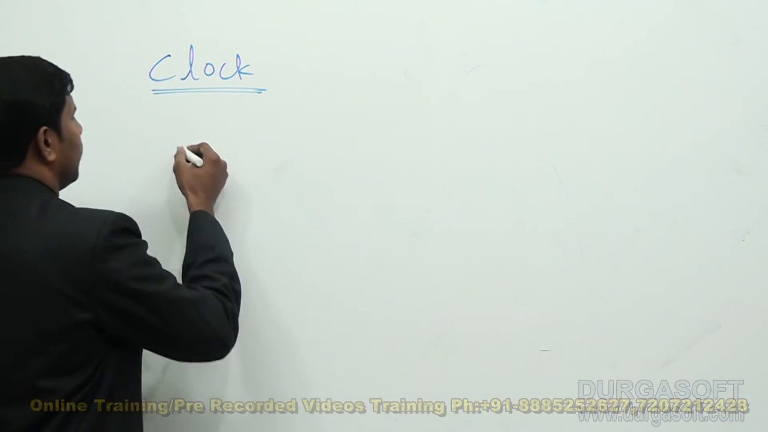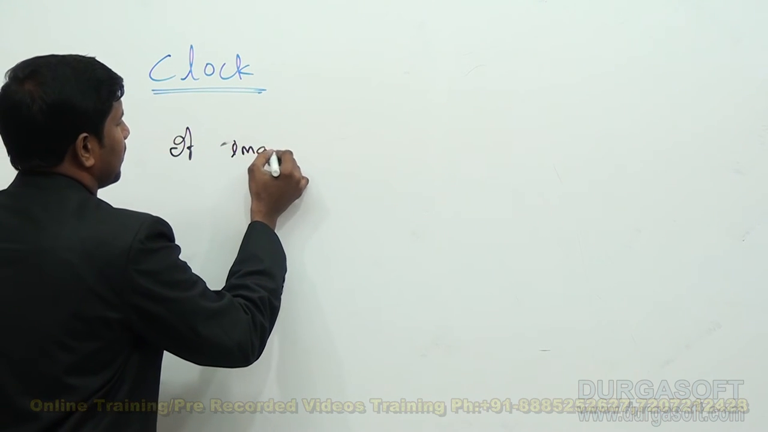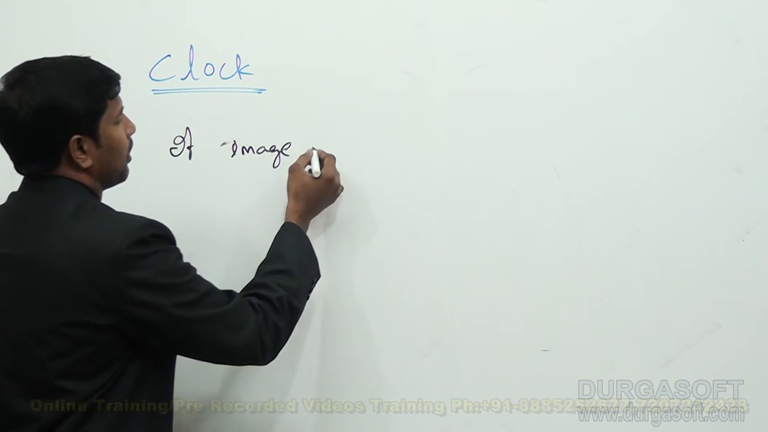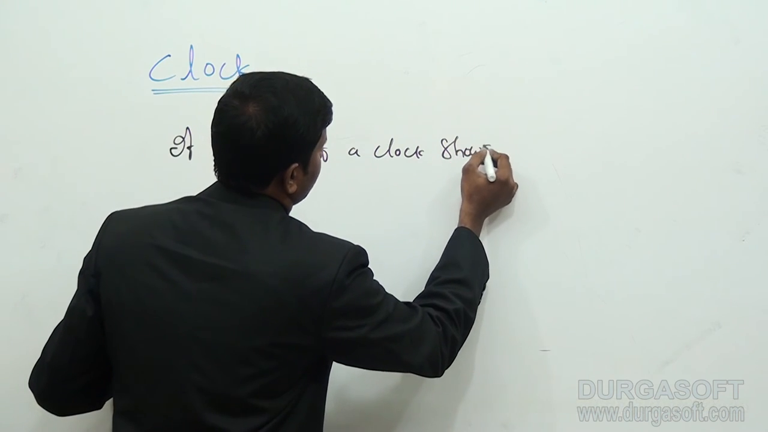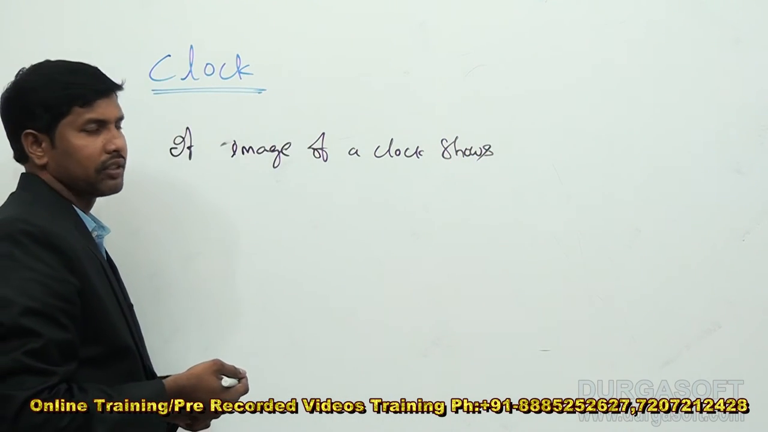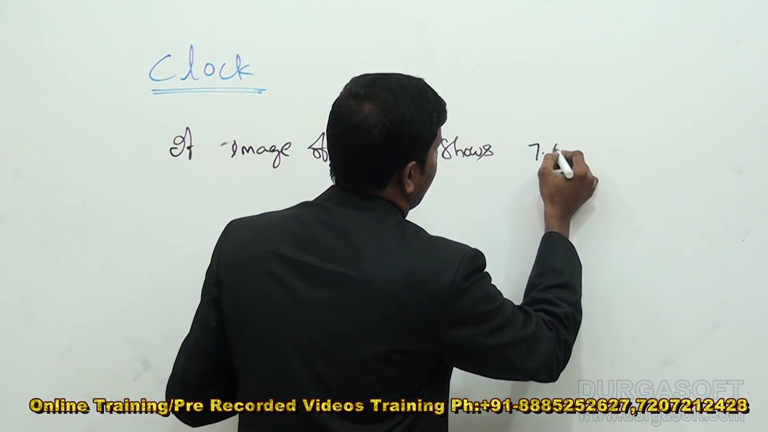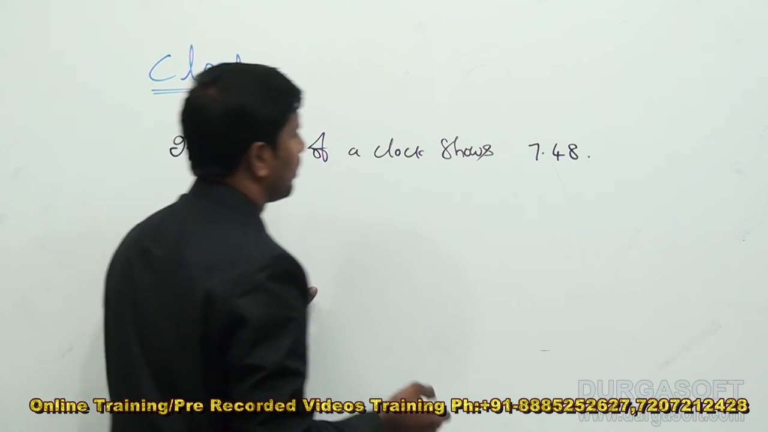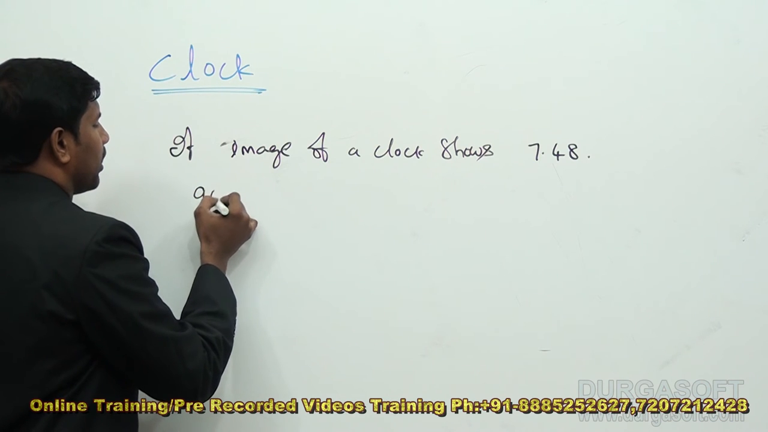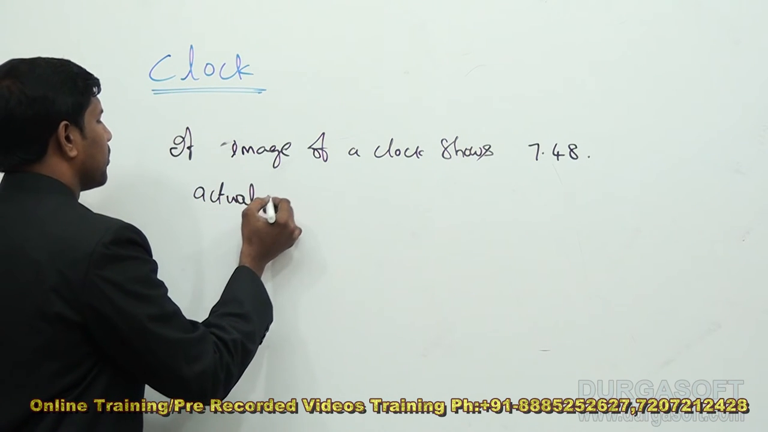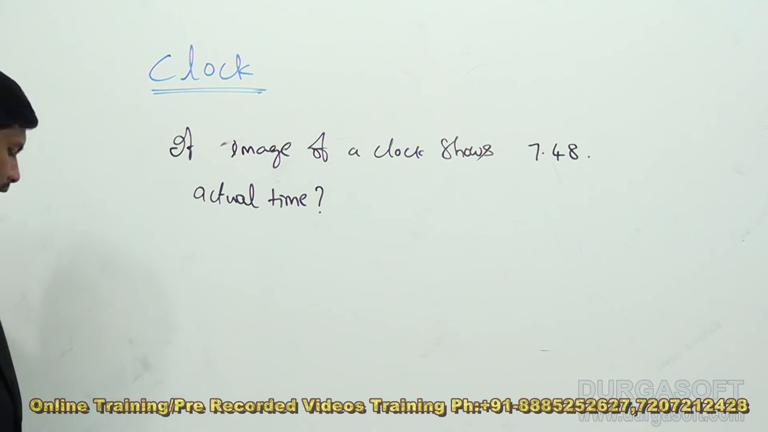Suppose the image of a clock shows 7:48, what is the actual time in the clock? Actual time in the clock.